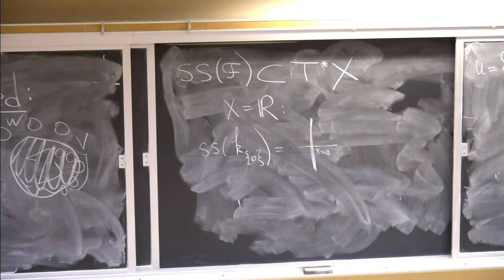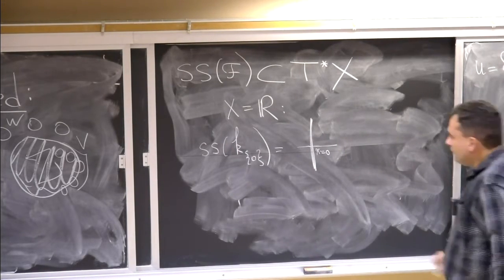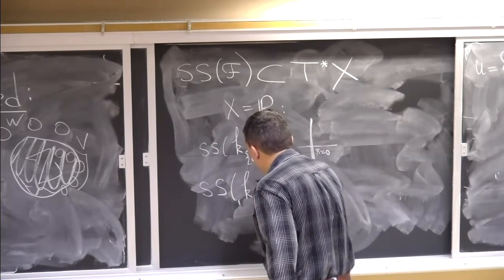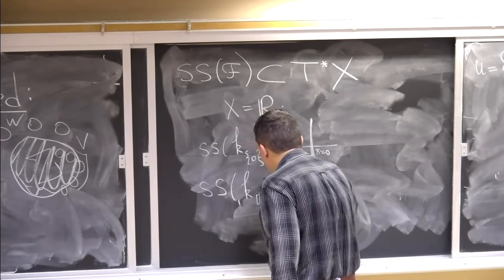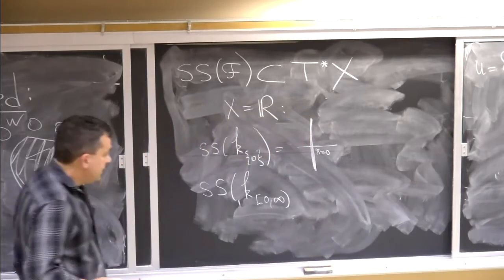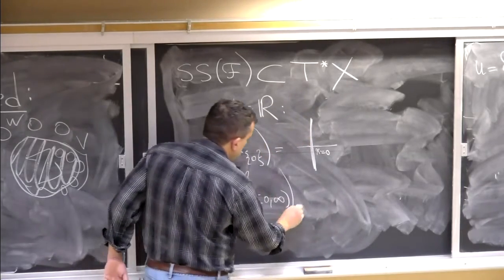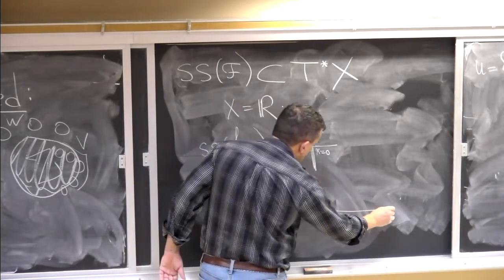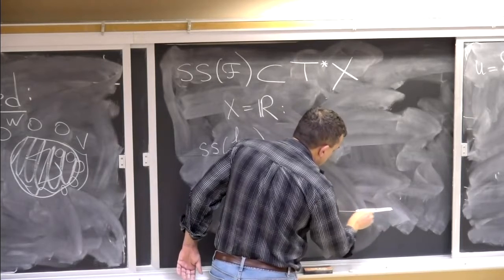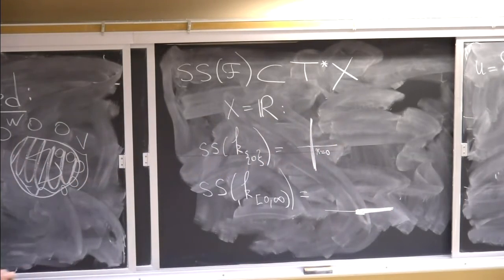Singular support of the delta sheaf will happen to be the same as singular support of the delta, as the wavefront of the delta function. Singular support of this thing will be, let's see, I hope that I get it right. Hopefully, definitely you will have two rays.